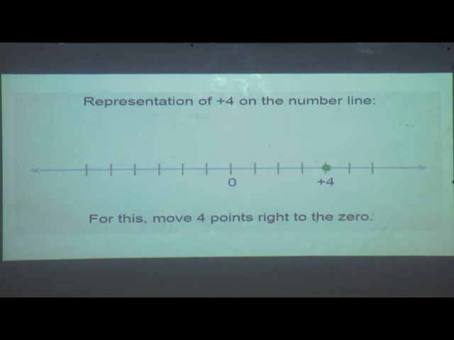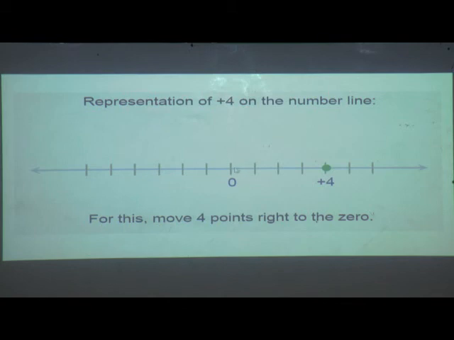Representation of +4 on the number line. Now that we know how to draw a number line, we have to denote +4 on it. This is the number line. If we move towards the right, it is the positive direction. If we move towards the left of 0, it is the negative direction. Now we have to represent the point +4. Here it's 0. Plus means we have to move to the right side of 0.